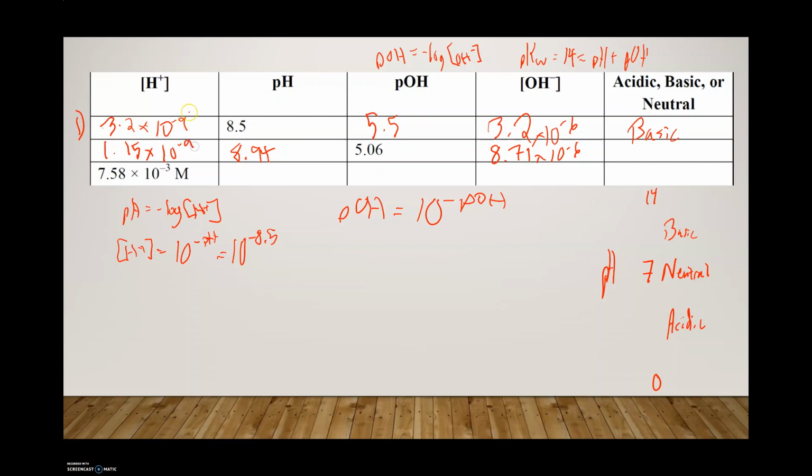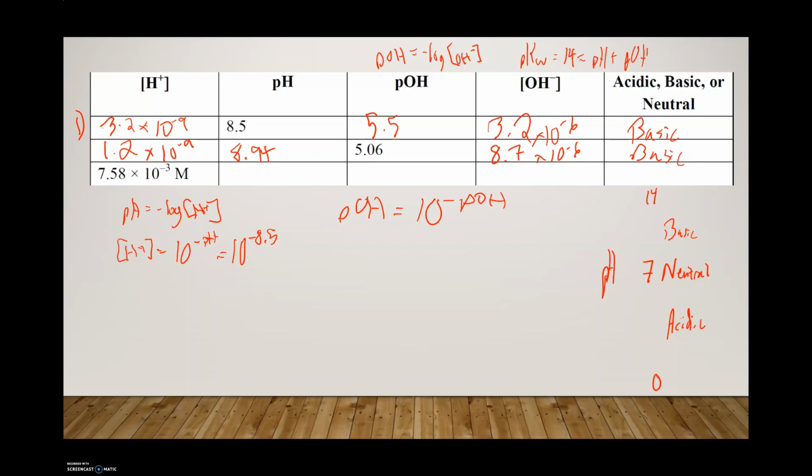I'm not paying attention to significant figures right here. If I were to pay attention to significant figures, all of these would be 2 sig figs. So this, we should have 8.7 times 10 to the negative 6 here, and then this over here would be 1.2 times 10 to the negative 9. So that would be the correct sig figs for that. So this is a basic compound because the pH is above 7.